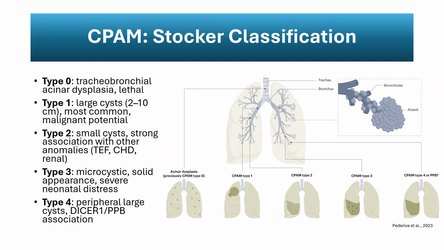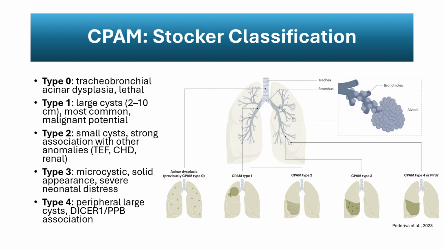The Stalker classification categorizes congenital pulmonary airway malformations based on cyst size, histology, and associated clinical severity. Type 0 involves tracheobronchial or acinar dysplasia and is uniformly lethal due to absent alveolar structures. Type 1 lesions are the most common and contain large cysts between 2 and 10 centimeters. They carry a small risk of malignancy and usually present postnatally with respiratory distress or infection.